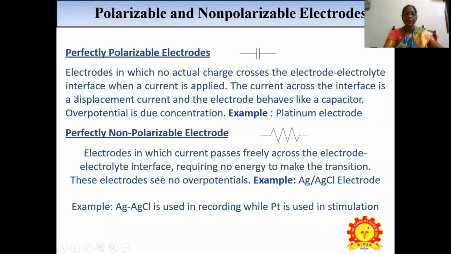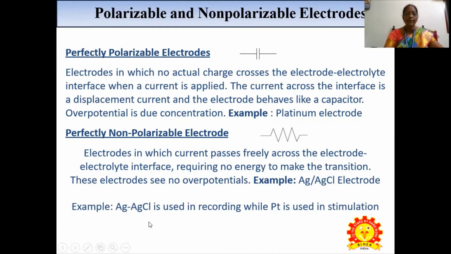Perfectly polarizable electrodes are those which have no actual charge crossing the electrode electrolyte interface when current is applied. For example, the platinum electrode. Perfectly non-polarizable electrodes are the silver and silver chloride electrodes, in which current passes freely across the electrode.